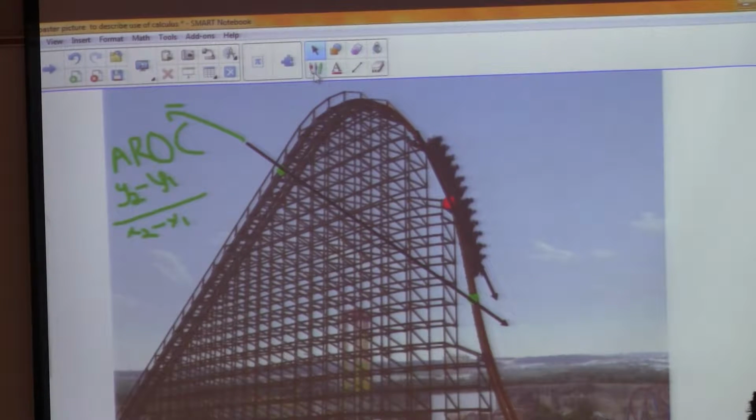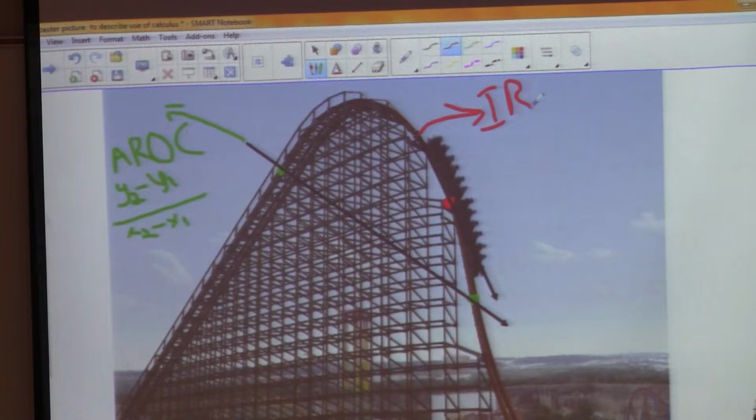So if I were to find the slope of this tangent line, that slope would be called the instantaneous rate of change, IROC. Why do you think I'm calling it instantaneous? Is that 1 point? It's at that one particular moment in time, right? It's telling me how fast that roller coaster is traveling at 5 seconds. Not over a particular period of time, but at exactly that moment in time.